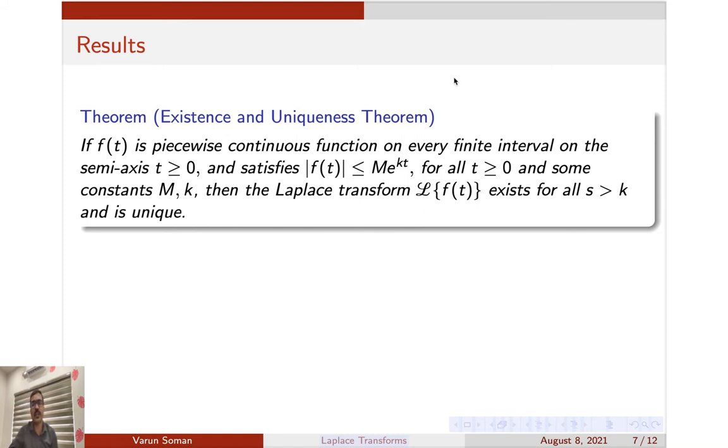This Laplace transform will exist for a function which is bounded by some value. So that is the idea here. Suppose f of t is a piecewise continuous function. So I hope it is continuous. You know the meaning of a continuous function: you can draw it without a break.